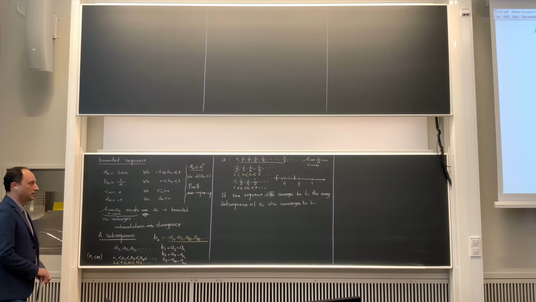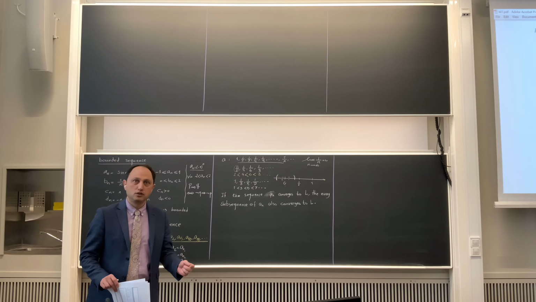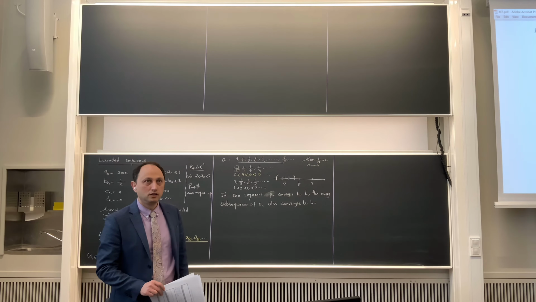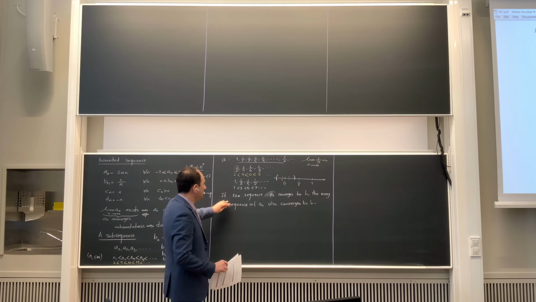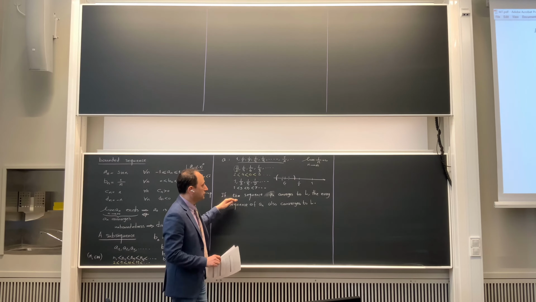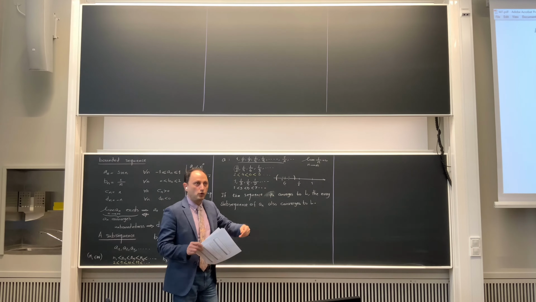So one thing is important. If you find a subsequence of a sequence that does not converge, you can conclude something about the original sequence. What is that? Here, we just learned intuitively that if my sequence converges to a number L, every subsequence also converges to the same L. Now assume that you manage to find a subsequence of that bigger sequence that does not converge. Then what can you conclude? The big one doesn't converge. Okay, so that's also good.